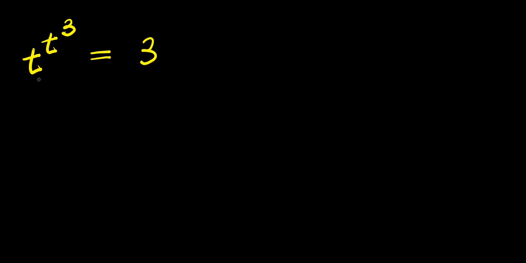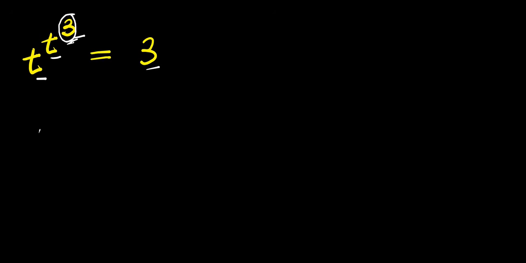Hello, how to solve t to the power of t to the power of 3, and this equals 3. We are solving for all values of t that satisfy this equation, and we are going to make use of two different methods. Now, of course, we have power 3 here at these exponents, and it will be worthy to note that we can raise each part of this equation to the power of 3 because we have 3 here already.